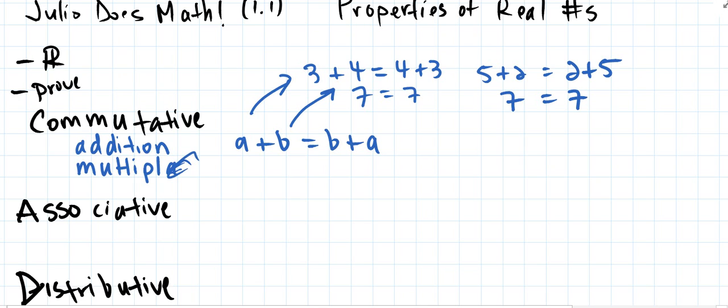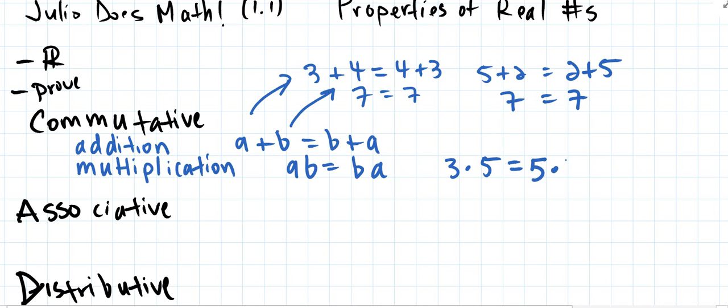Multiplication says that a times b is the same as b times a. So if you take a number a, like 3, and multiply it by a number b, such as 5, it's the same thing as taking the number 5 and multiplying by the number 3. You're going to get 15 on both sides, regardless of the order.